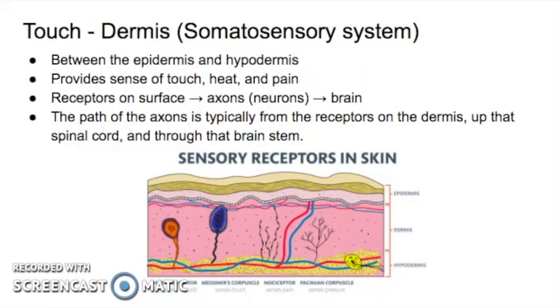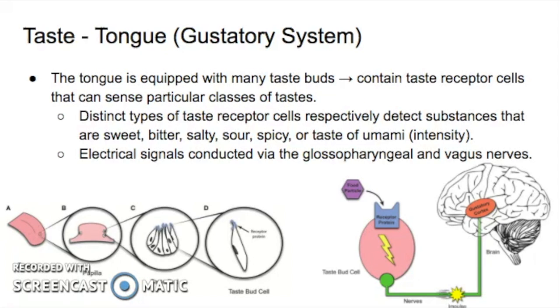Next up, we have the sense of touch, or the somatosensory system, which is concentrated in the dermis, between the epidermis and the hypodermis. This provides a sense of touch, heat, pain, and vibrations. Receptors on the surface communicate to axons, neurons, which then communicate to the brain. Typically, the path of the axons is from the receptors on the dermis up the spinal cord, and through that, they access the brain.